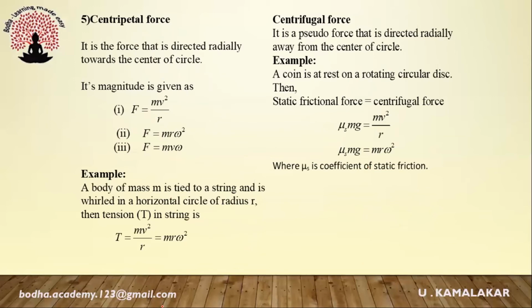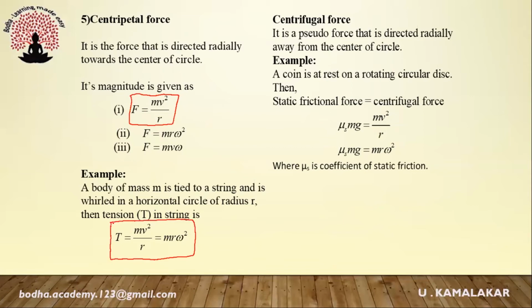Centripetal force. It is a force that is directed radially towards the center of the circle. Its magnitude is given as F equals mv square by r. It's also given as F equals m r omega square or F equals m v omega. Suppose a body of mass m is tied to a string and is whirled in a horizontal circle of radius r. Then tension in the string is given as T equals mv square by r. That's also equal to m r omega square.